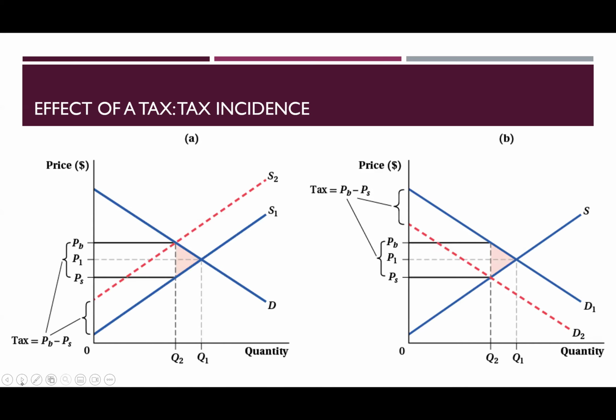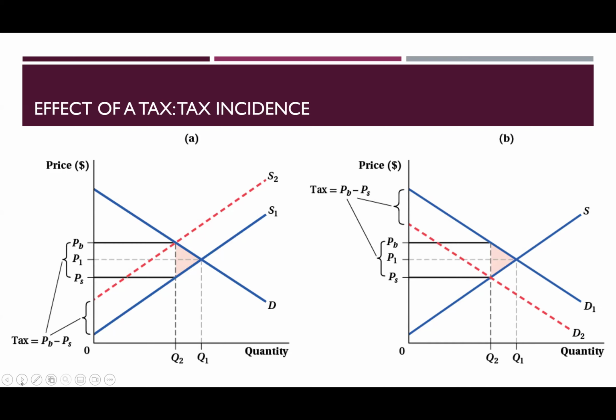So take, for example, the set of graphs here. We have the same market. In market A, sellers have the tax legally applied to them. And so we see that supply curve shift up and to the left. In graph B, we see that consumers have the tax applied to them, so demand shifts down and to the left.